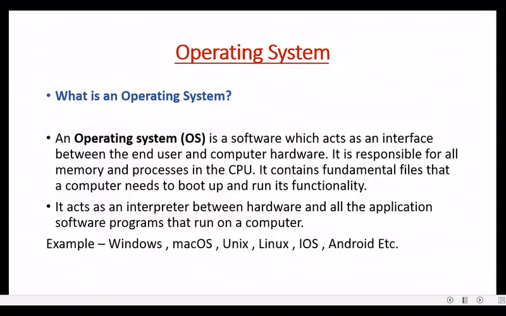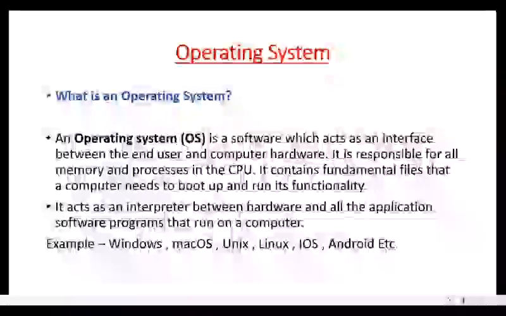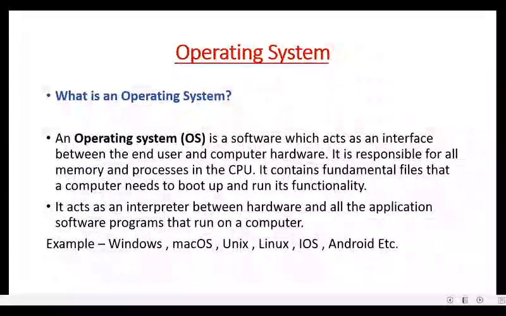So next is examples. What are the examples of operating system? Windows is an example. You are very familiar with this operating system. There are different versions of Windows available in the market: Windows 7, Windows 8, Windows 8.1, Windows 10. Right now Windows 10 is going on. The latest operating system is Windows 10.